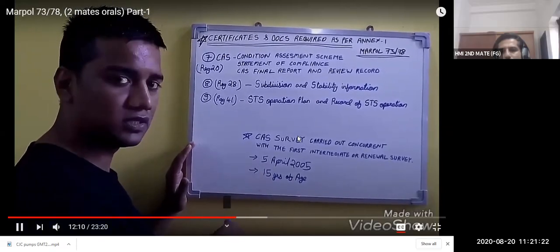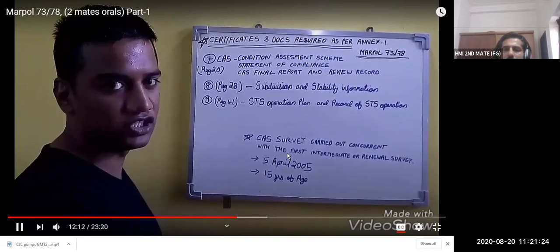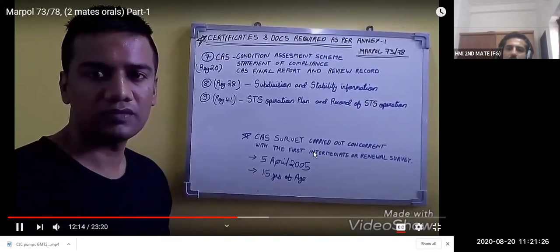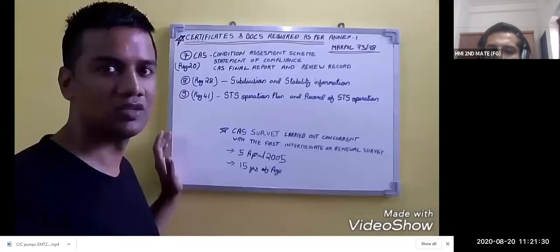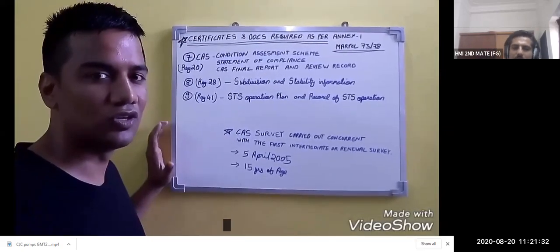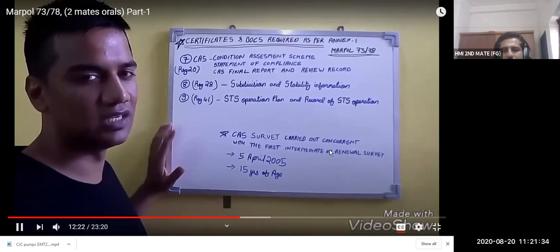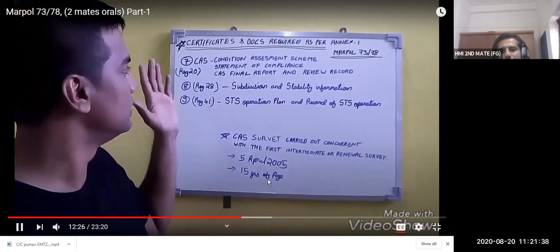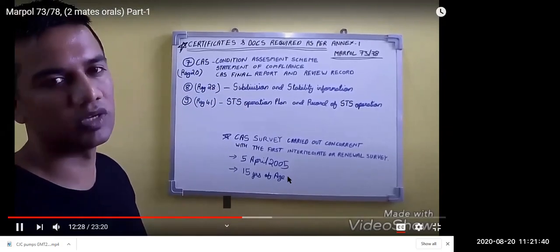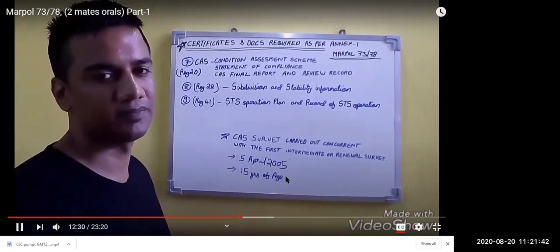So the CAS survey is carried out concurrent with the first intermediate survey or renewal survey. So you have the 2.5 years intermediate survey or 5 years renewal survey. That time we'll do the CAS survey. There will be thickness measurement also. Then after 2005, after 15 years of age, we'll have a thorough close-up inspection and thickness surveys.